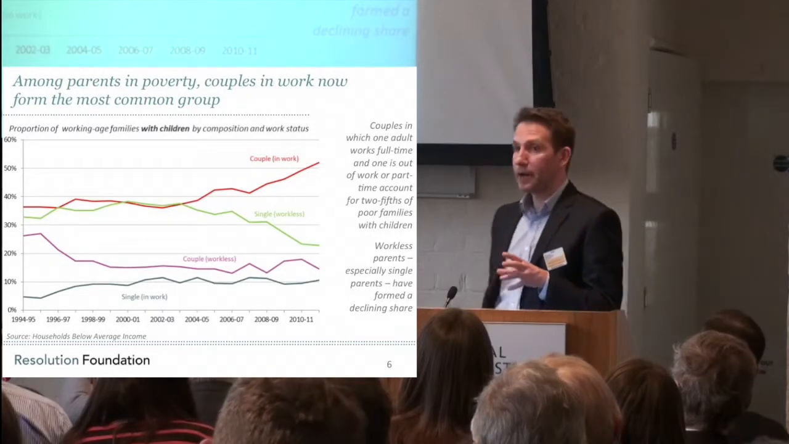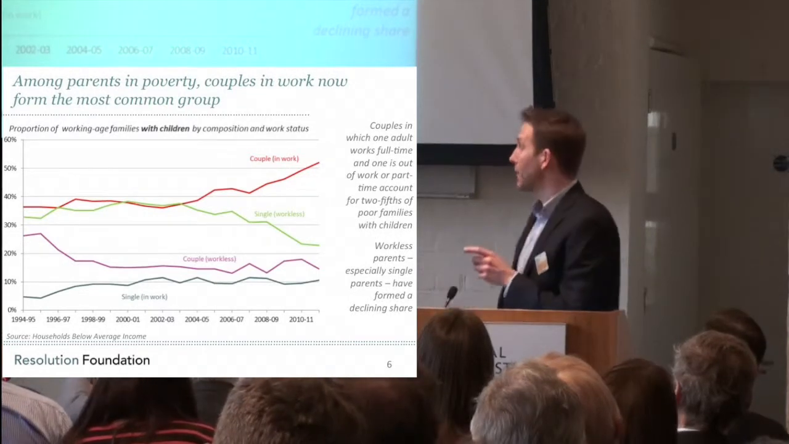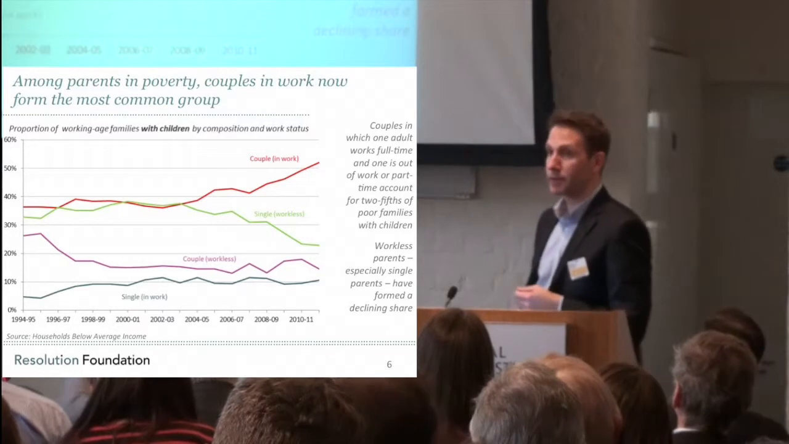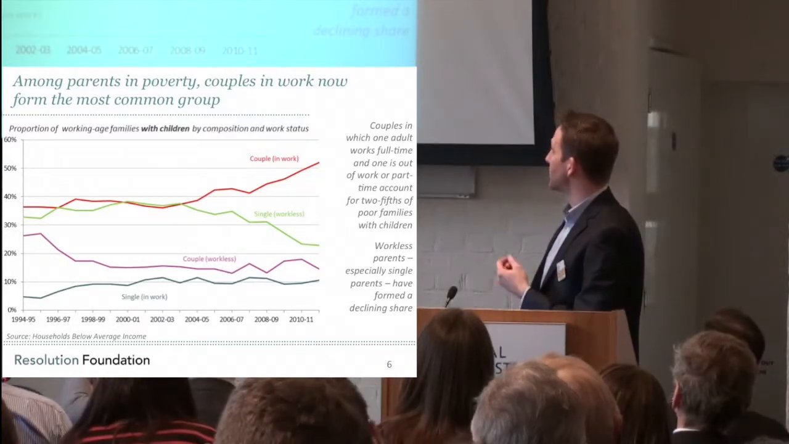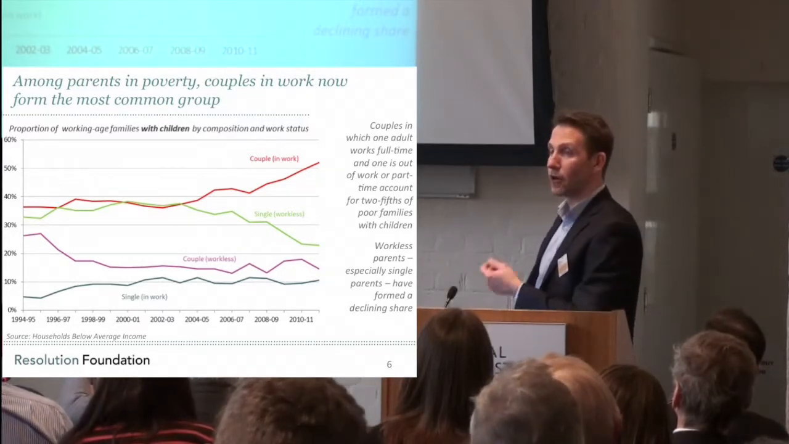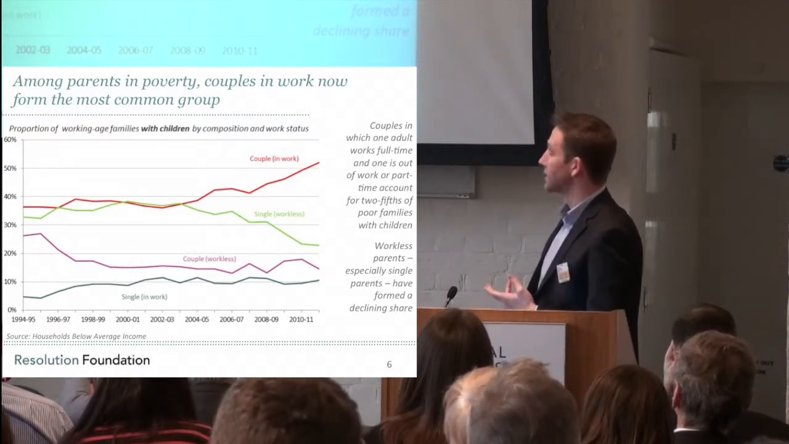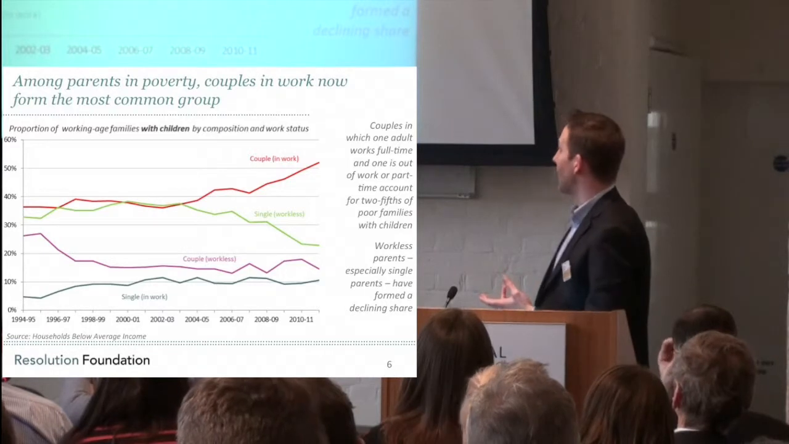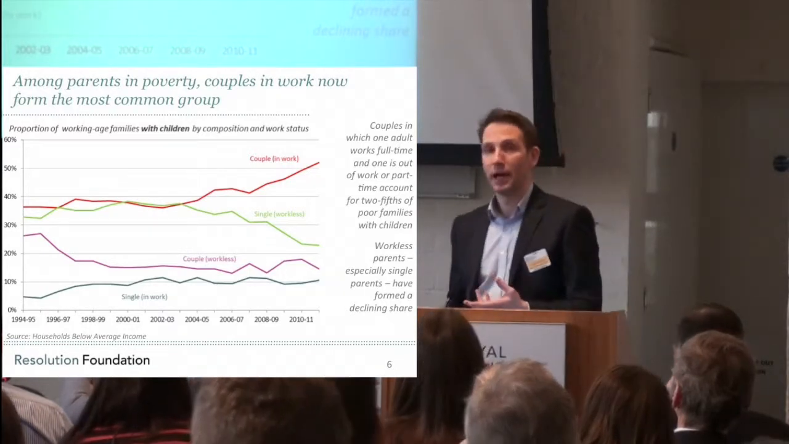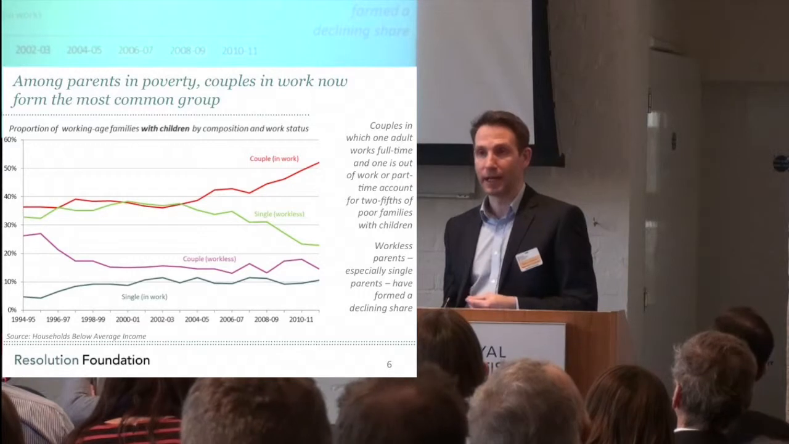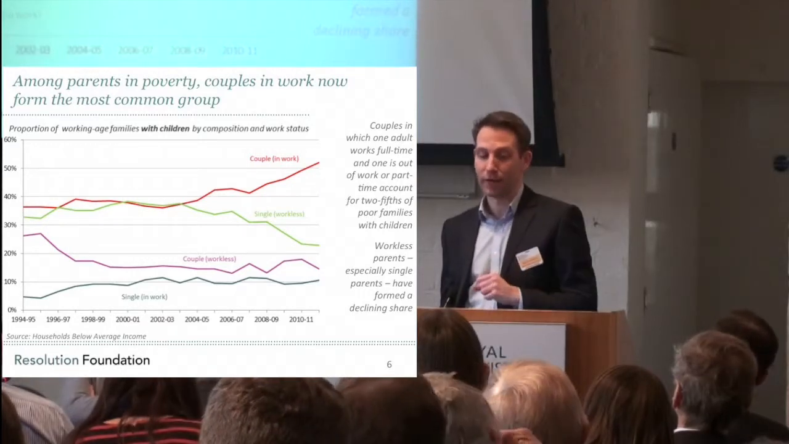And if we start to drill down into the group of parents, and we look here, so all the proportions here add up to 100%, what's the distribution of working patterns across families with children in poverty? And we see the red line there is couples in work clearly become the predominant position for someone to be in if they are a parent and they're in poverty.